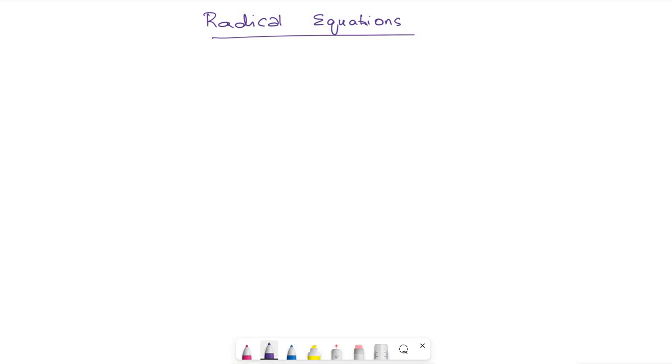Okay, so first we can discuss what is a radical equation. Here is the definition of radical equation. An equation in which a variable is in the radicand of a radical expression is called a radical equation.